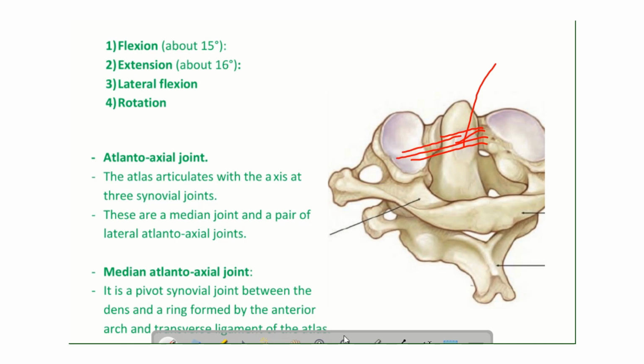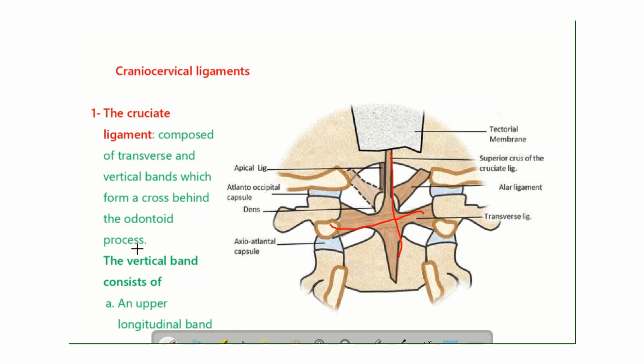This is a very strong ligament. It is a very important ligament in our body. If it is cut, the dens may be displaced backwards and injure the spinal cord. This may lead to death. This is the transverse band of cruciate ligament. This is the upper longitudinal band. This is the lower longitudinal band of cruciate ligament. This is the apical ligament.